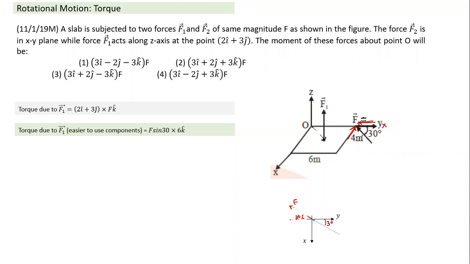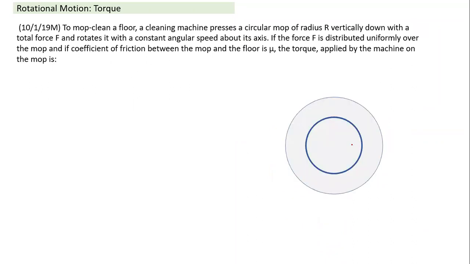So either I can take the component and write F sin 30 into 6 k cap, because I understand that once this is in the XY plane, you just look at which direction it will tend to rotate. If I look from the top, it will tend to rotate in this fashion, this component here. So in any manner, there are a number of ways you can find the answer. Either I can take components, or I can write the force in terms of unit vectors. Both ways you can solve. This is a torque question, otherwise this is a straightforward topic.